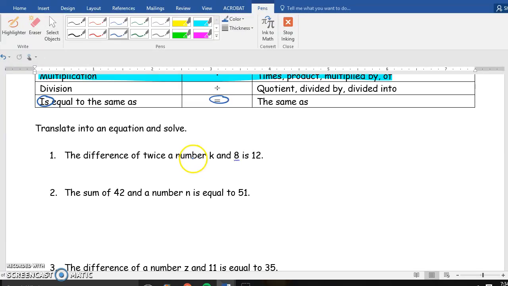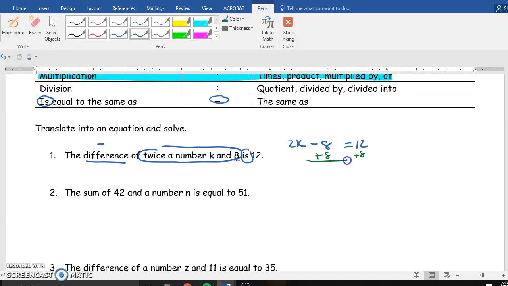So the difference of twice a number k and 8 is 12. Here's my equal sign. So right away when it says is 12, I know it equals 12. Difference, if you look up above, means subtraction. So what am I going to do with these numbers? Twice a number k and 8. Twice a number means you're multiplying by 2. So twice the number k is 2k, and 8, since it's the difference between them, we're subtracting. That is my equation. Now I can go and solve.